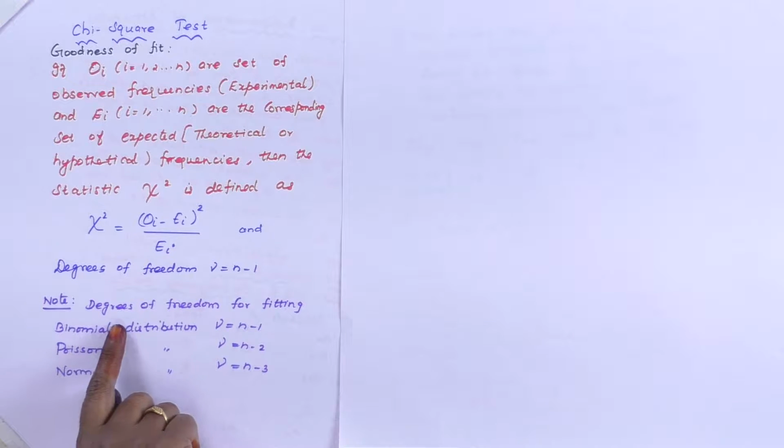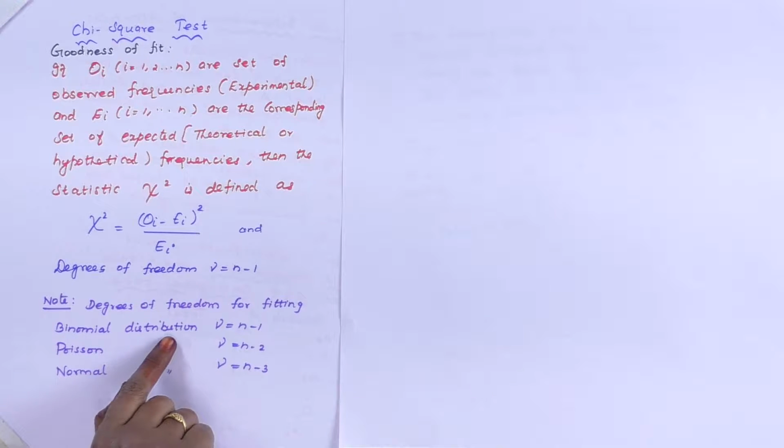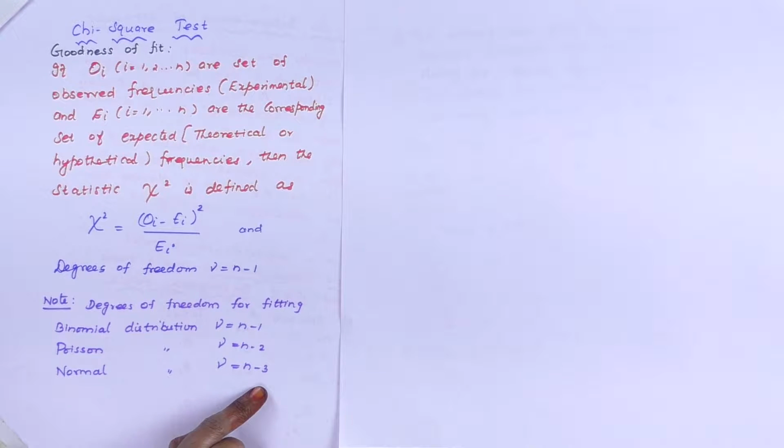Note: the degrees of freedom for fitting a curve under the binomial distribution is n minus 1, for Poisson n minus 2, and for normal n minus 3. Depending upon the distribution, the degrees of freedom vary.